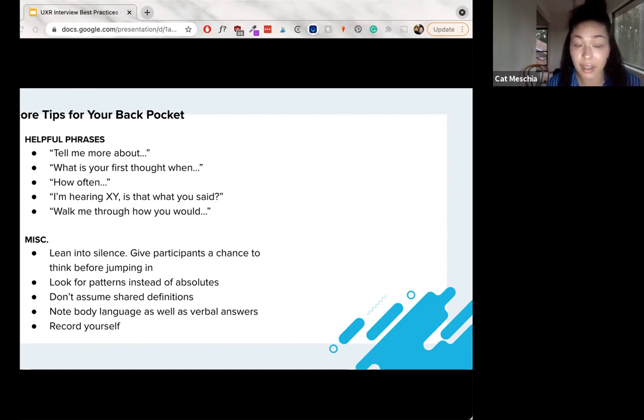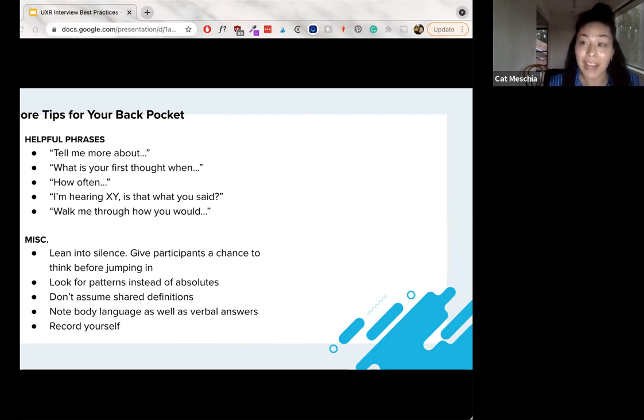Besides the phrases, I would encourage everyone to lean into the silence. Give participants a chance to think before you jump in. In a natural conversation, people tend to try to fill the silence. But as researchers, we just kind of have to get comfortable with that awkward pocket and sit. If we try to jump in, as in a natural conversation, we're trying to predict what someone's going to say, which is great in that context. But if we don't allow participants to fully finish their thoughts, it can change our data.